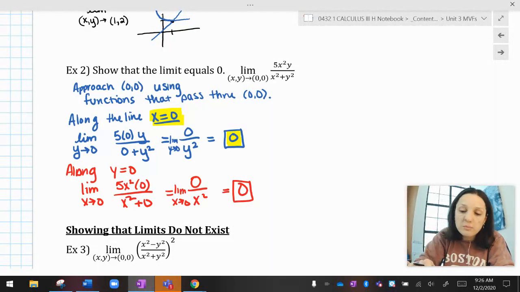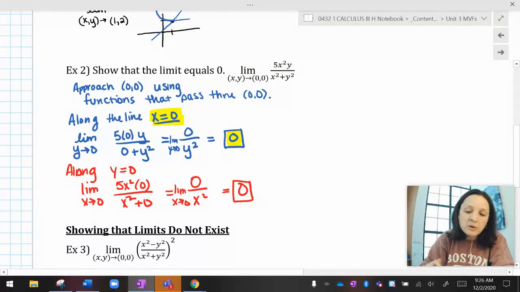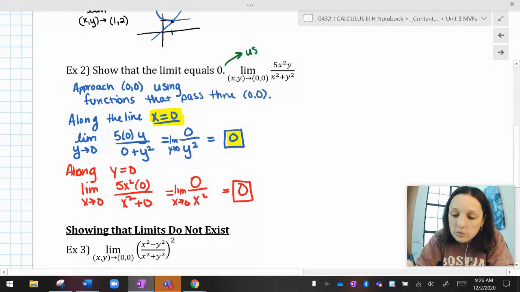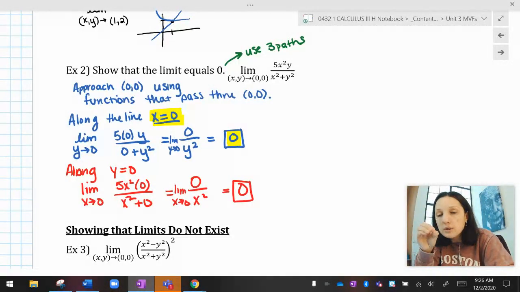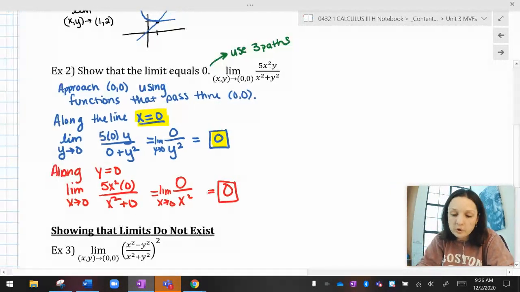And here's where we're going to go with the Mrs. Vibber way. If I ever tell you that I want you to show that a limit equals something, I want you to use 3 paths and show me that all 3 paths go to the same place. Okay, that is not a proof, but I am telling you ahead of time, I know the limit equals 0. Make sure you can show me through 3 paths that you get 0 each time.